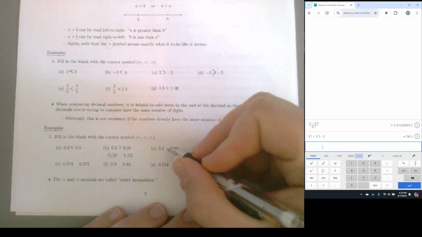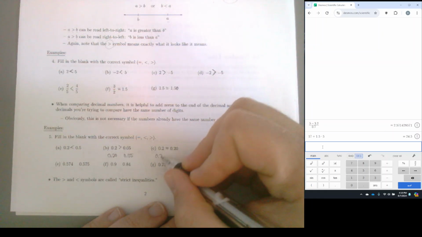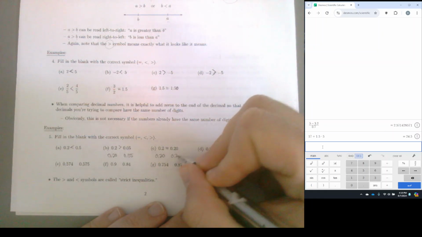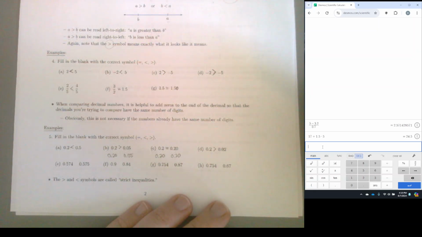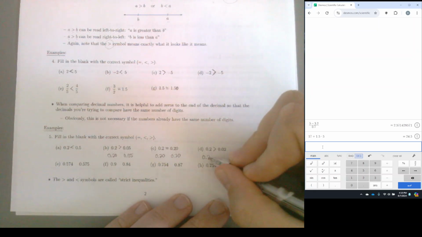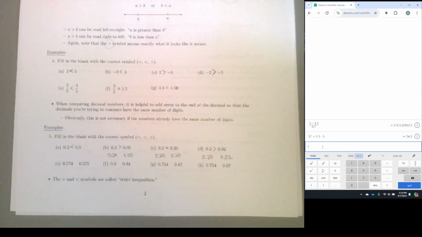For part C, these numbers are going to be equal. Again, you can just add a 0 to the end of that first number, and you can see that, okay, yeah, they're the same number. But for part D, 0.2 is greater than 0.02. And again, that's because what I'm really comparing is a 20 and a 2. Okay, I'll let you pause the video and see if you can do the last 4 there at the bottom.